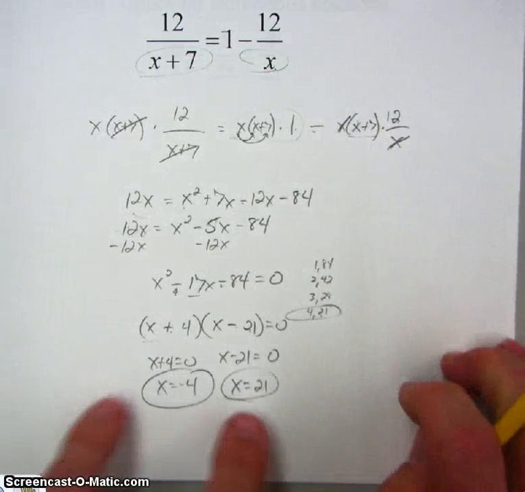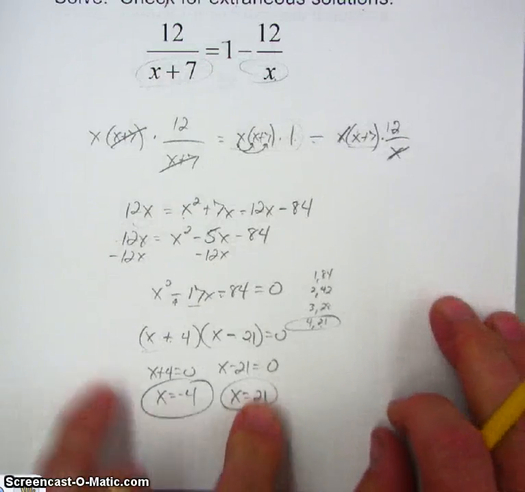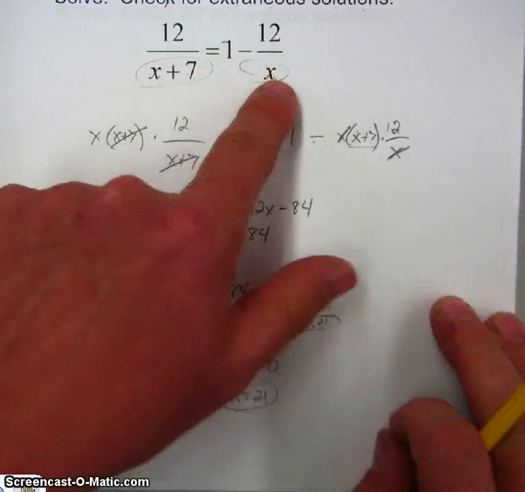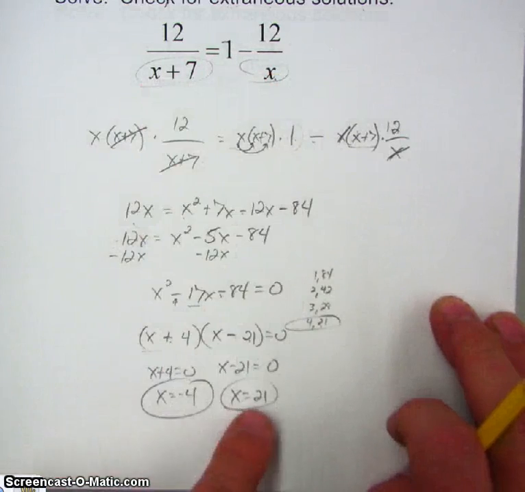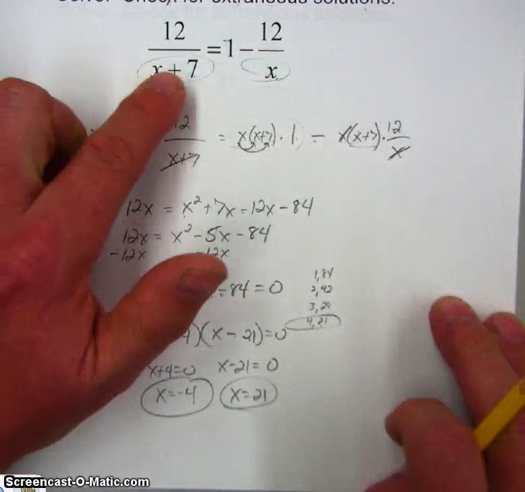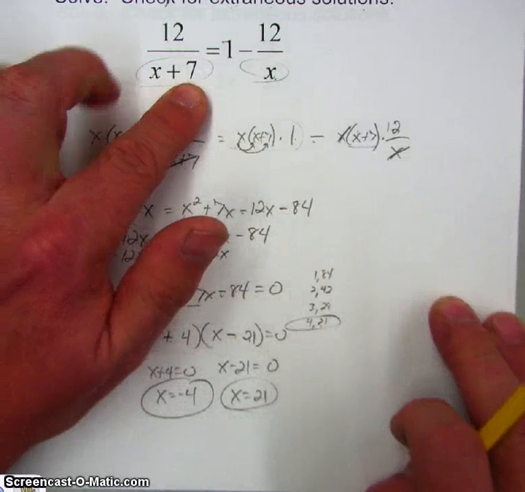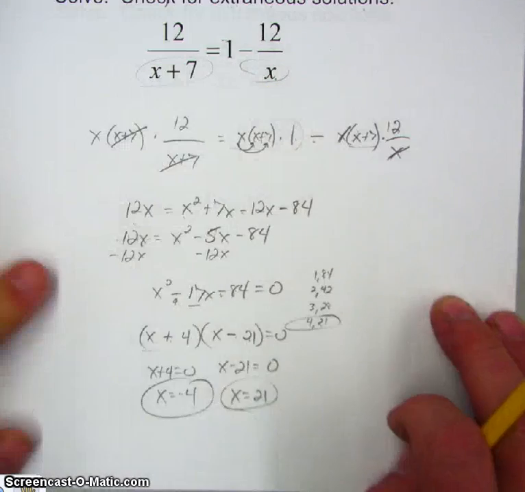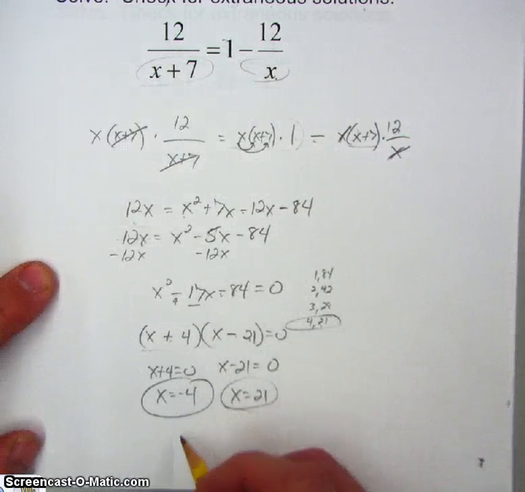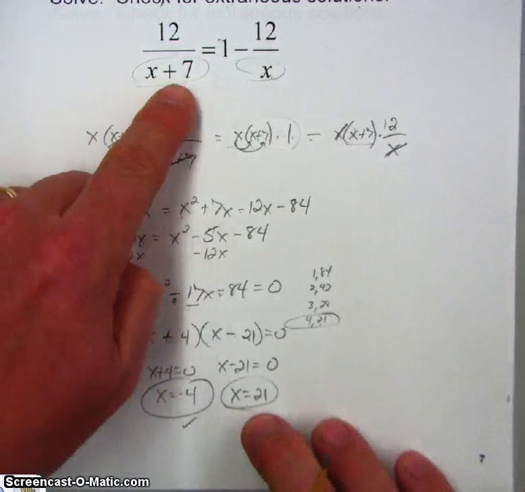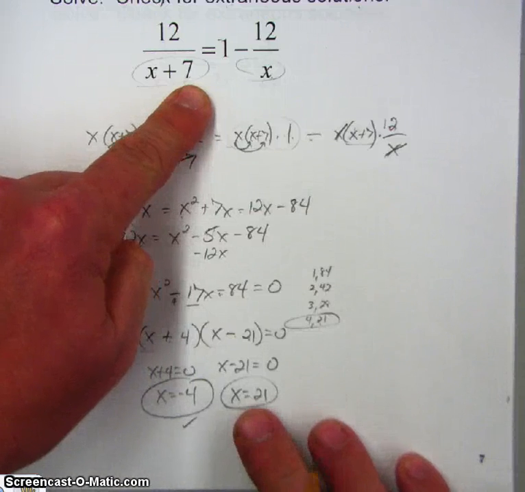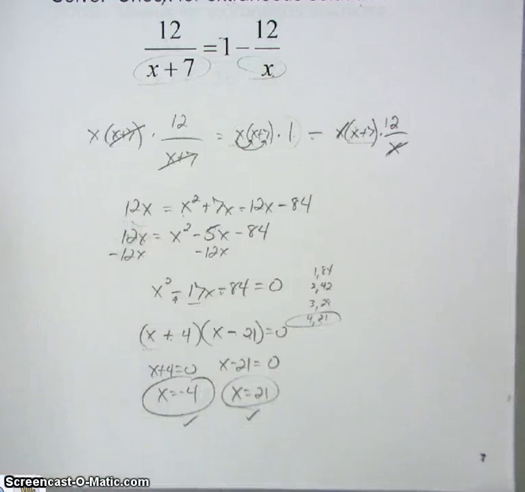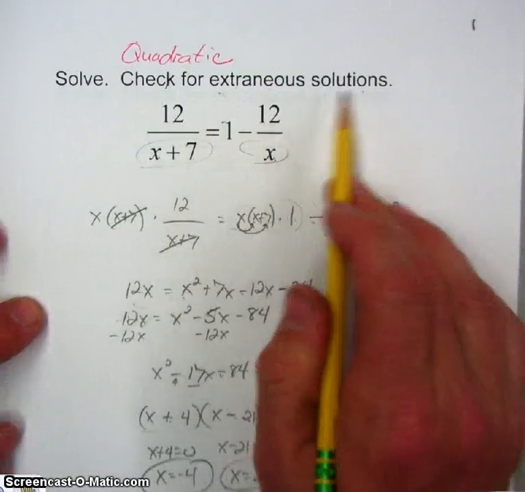Now I have two solutions. So what I have to do now is come back up here and make sure that neither of these denominators go to 0. So I got to check both answers. So negative 4 plus 7, does that give me a 0? No. Put negative 4 in here, that's not 0, so therefore negative 4 works. 21 plus 7, is that 0? No, so that works there, and that works there, so therefore both answers work. So there's no extraneous solutions.